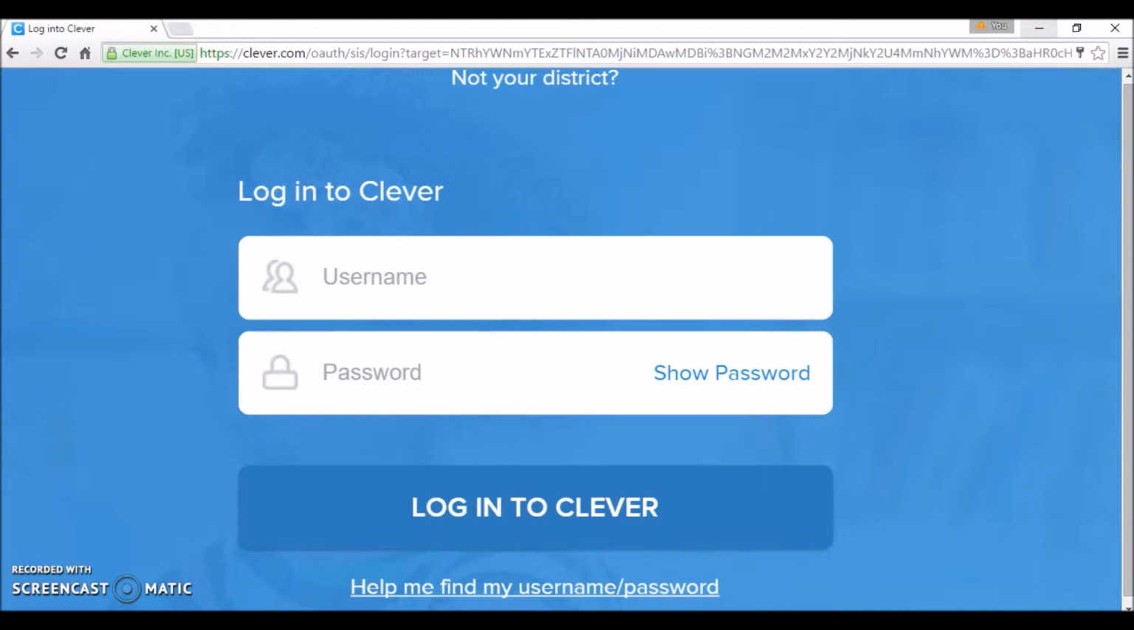The other aspect to Dreambox that I think is also nice, aside from the tailoring instruction aspect, is that it's also Common Core aligned. So as a teacher, we don't have to worry about instruction being outdated because it's all Common Core aligned, so we can ensure that the students are learning standards that they need to be learning. So let's go inside Dreambox and see what it's all about.